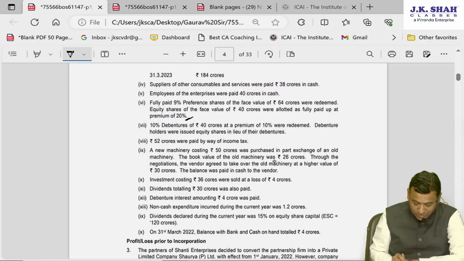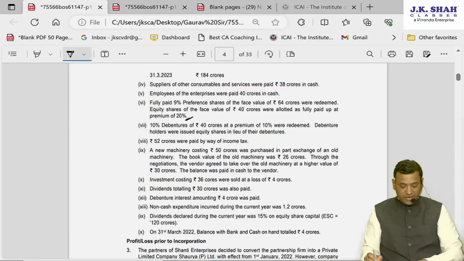The book value of the old machinery is 26 crores. Through negotiation, the vendor agreed to take over the old machinery at a higher value of 30 crores. The balance was paid in cash to the vendor. Investment costing 36 crores was sold at a loss of 4 crores. Dividends totaling 30 crores were also paid. Debenture interest amounting to 4 crore was paid.